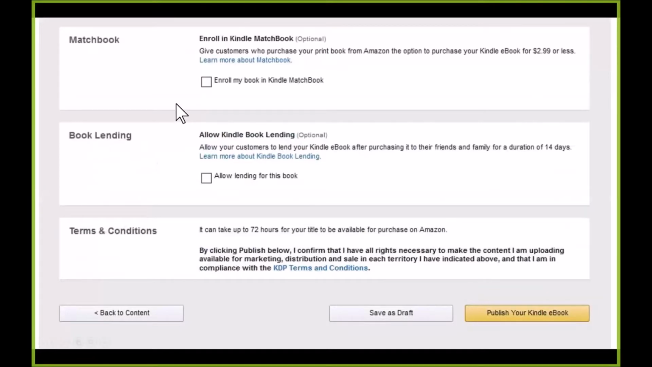And here's where you check that. So you check enroll my book in Kindle Matchbook and book lending. Okay, and then you hit publish your Kindle book.